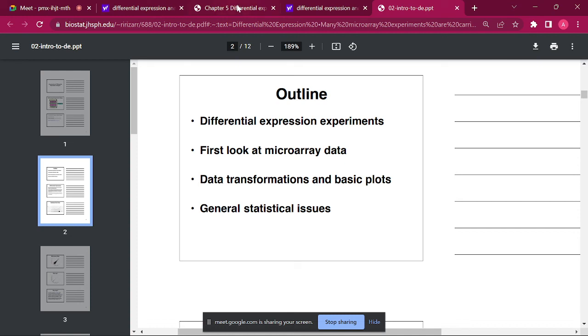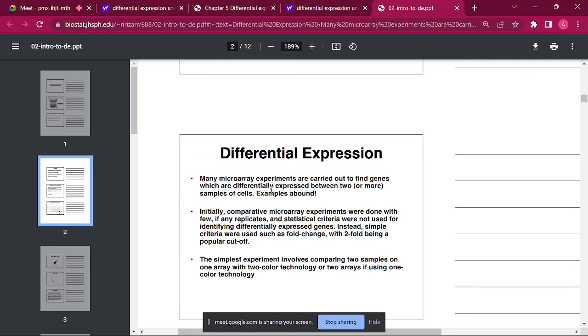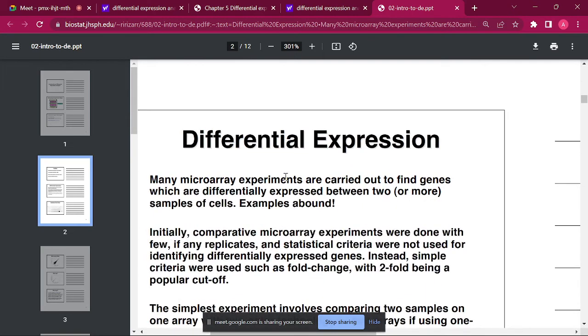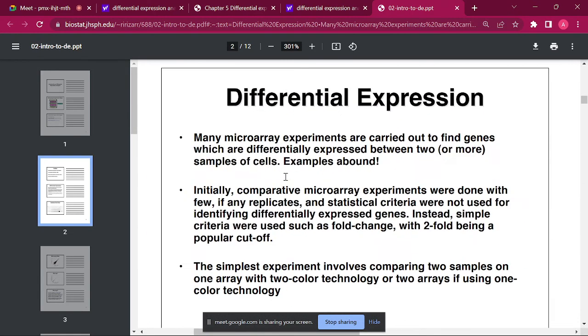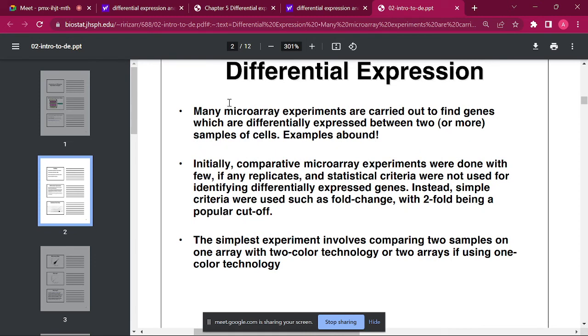We will do data transformation, data normalization, everything with stats, then it will become very clear to you. Then differential expression. Many microarray experiments are carried out to find genes which are differentially expressed between two samples of cells. This I have been explaining from the beginning of the class.